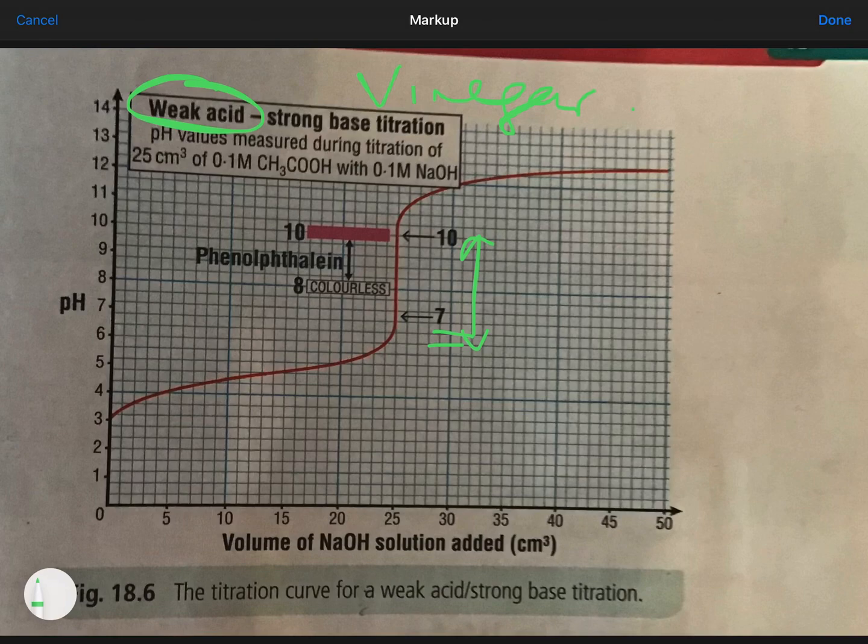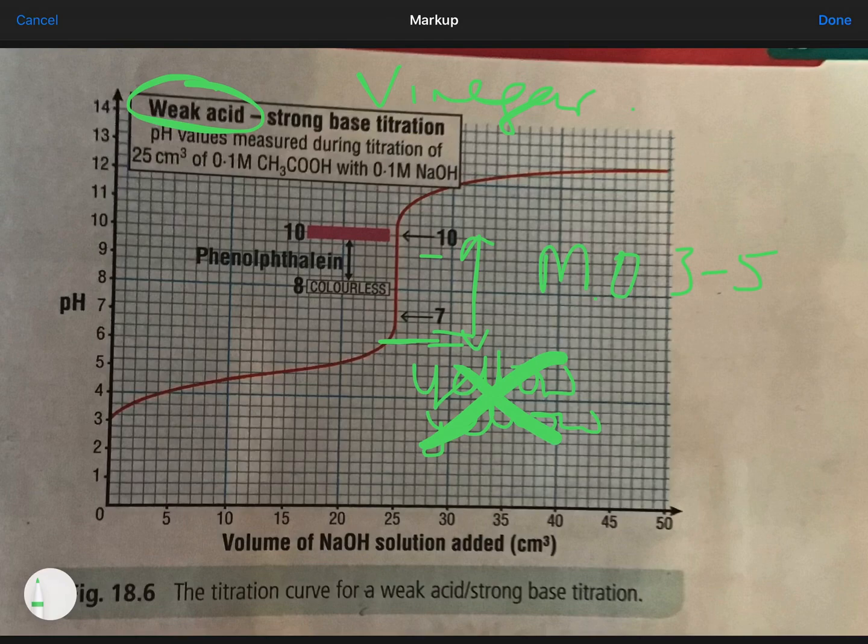Does the range of the indicator lie within that sudden jump? No, it doesn't. Methyl orange's range is 3 to 5. So ask yourself, at 7, what colour is methyl orange? Yellow. Okay, at 10, what colour is methyl orange? Yellow. Cannot use methyl orange in such a titration because it does not change colour within the sudden jump in pH of the solution, which is where the endpoint is.